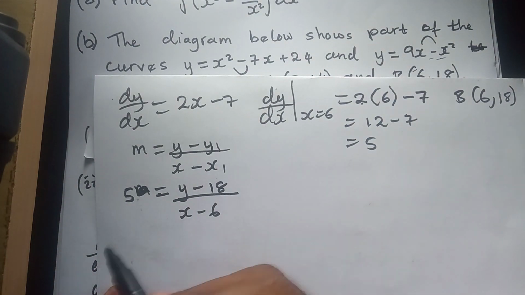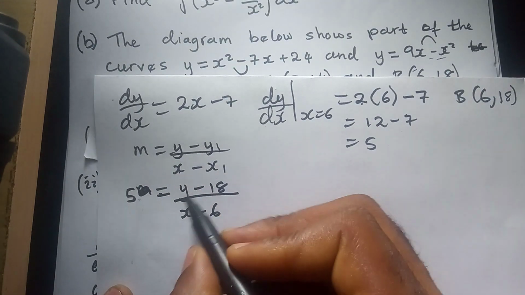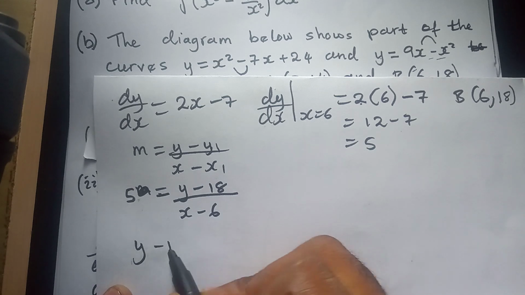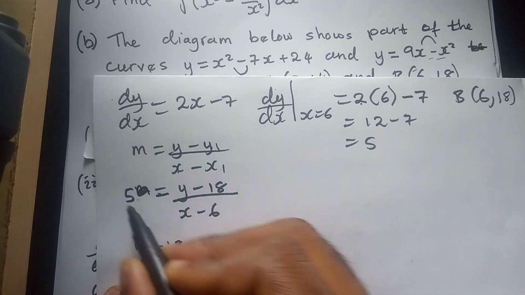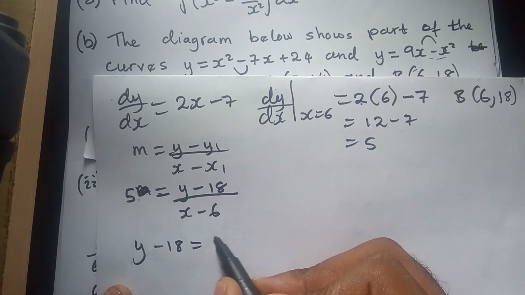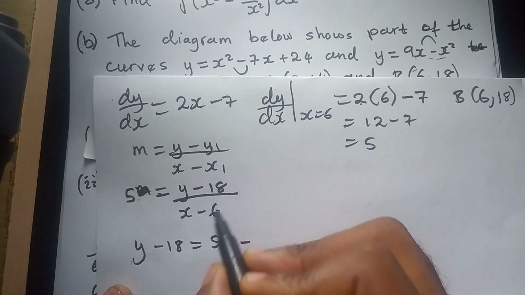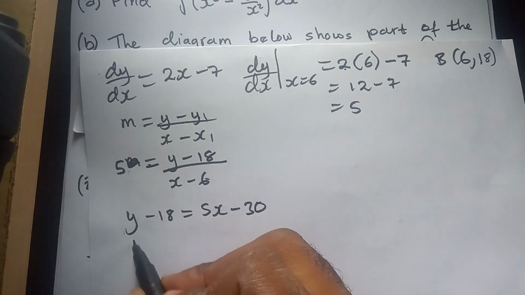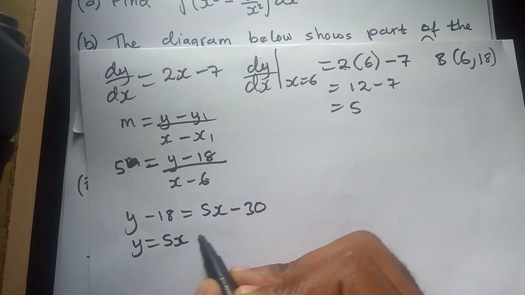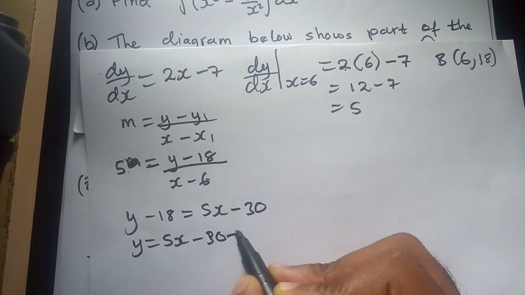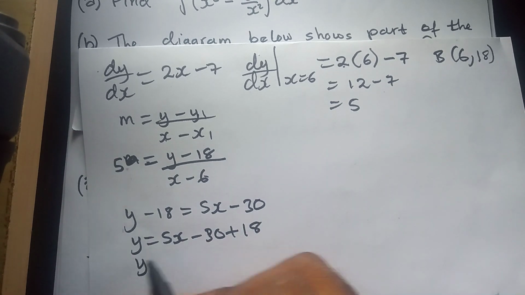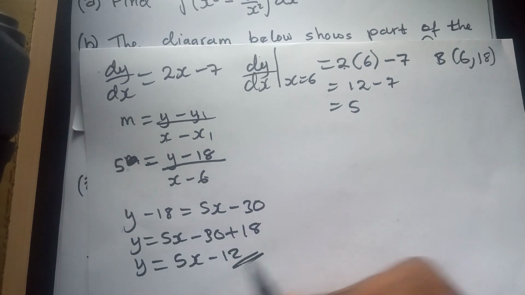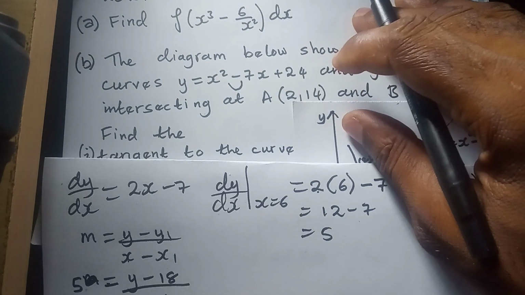So we can cross multiply and make y the subject of the formula. So when we cross multiply, we have y minus 18 is equal to 5 times (x minus 6). That's 5x minus 30. So now we can just take the 18 to the other side so that we have 5x minus 30 plus 18, and the equation will therefore be this. And you are done with part B.